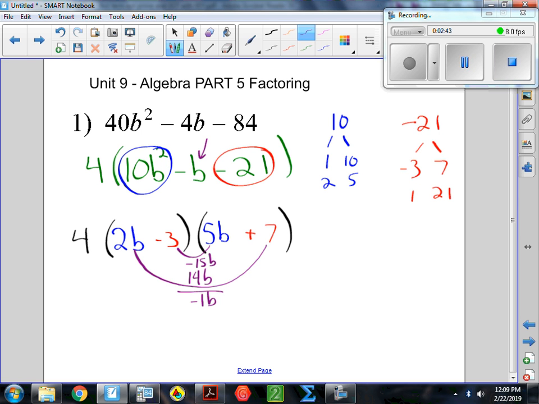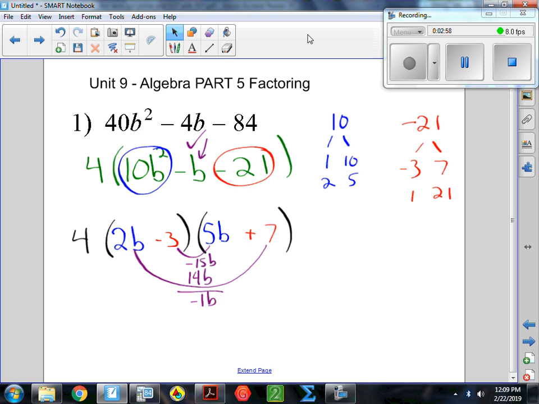So I got really lucky on this one because I got the exact thing I was supposed to get on the first try. And sometimes that happens and sometimes it doesn't. Sometimes you'll have to try 4 options. You might even have to try 6 options, but it really is just a puzzle.